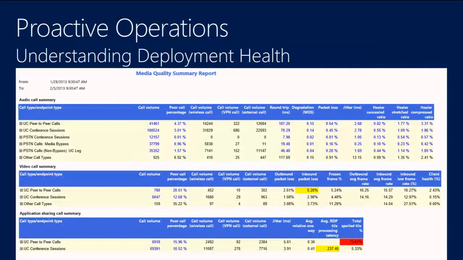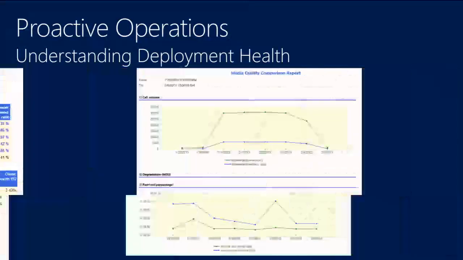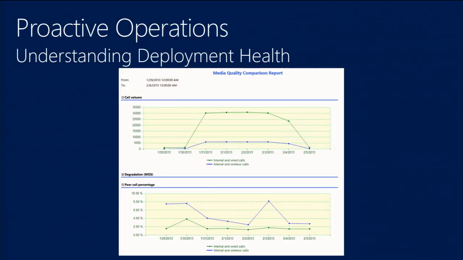If I'm seeing 4% poor calls on peer-to-peer calls, I'm going to want to dig into that and find out more about, is it client-related? Is it subnet-related? Are they making calls on wired or wireless networks? We also have that for video calls. That gives you the same idea of the key indicators of what might cause a poor call. And then new in Lync Server 2013, we have that same data for application sharing, which we've found extremely useful so far.